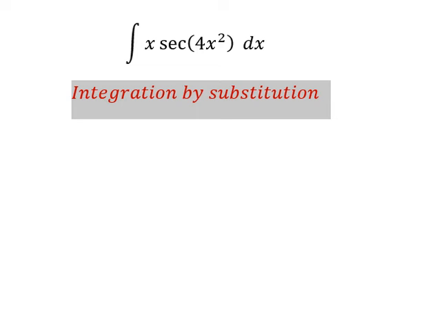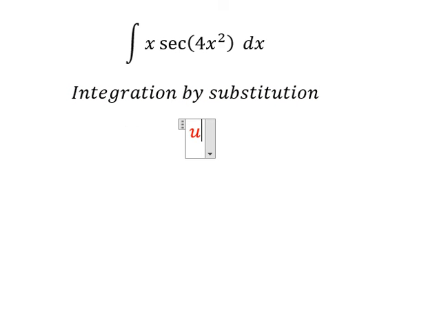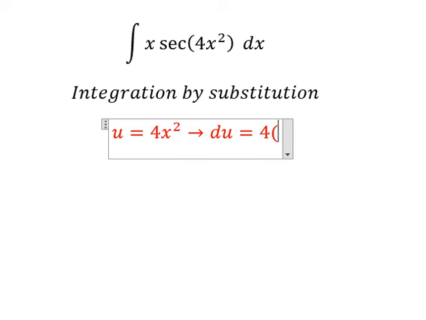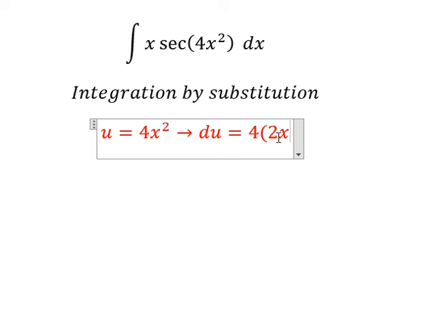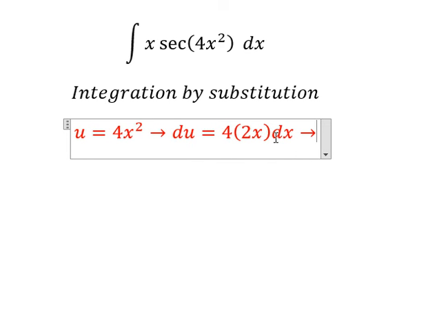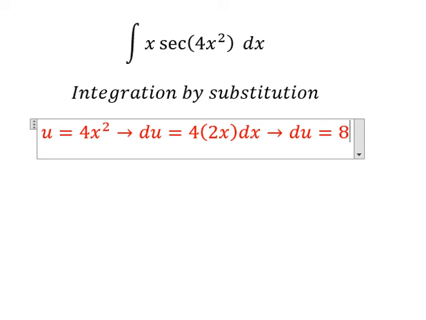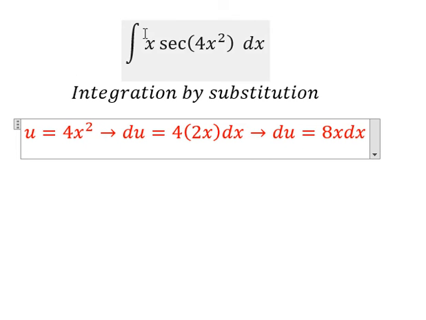So I need to put u equal to 4x squared. Later that, we do the first derivative for both sides. The first derivative of x squared is 2x. So number 4 and number 2, we have number 8. Because we don't have number 8 in here, we need to divide both sides by number 8.